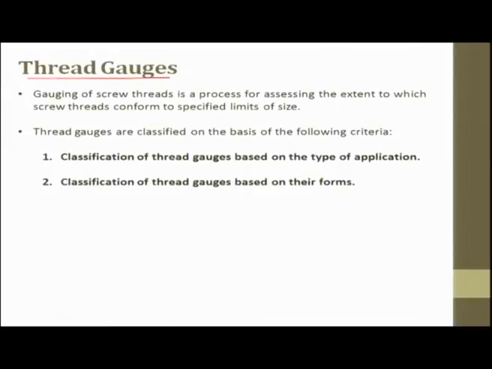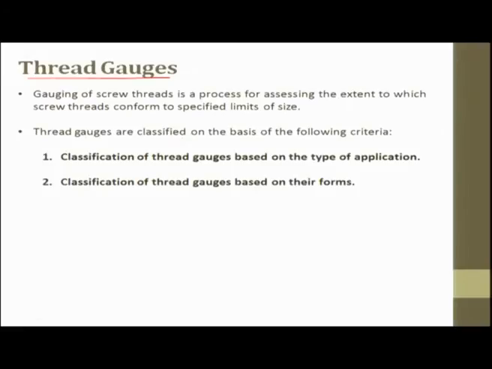The next one is thread gauging. Thread gauging of screw threads is a process for assessing the extent to which the screw thread conforms to the specified limit of size. So, you already have a gauge. You just place this on top of the screw threads and see how perfectly it is fitting.